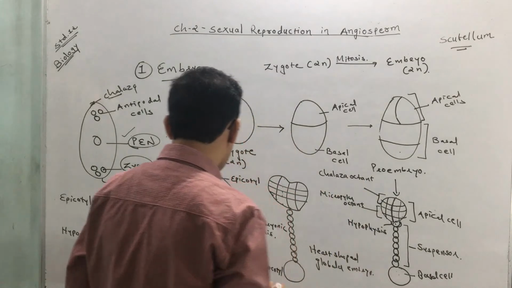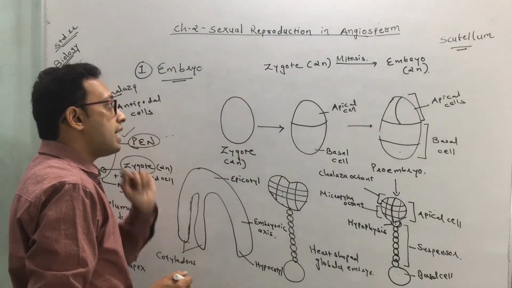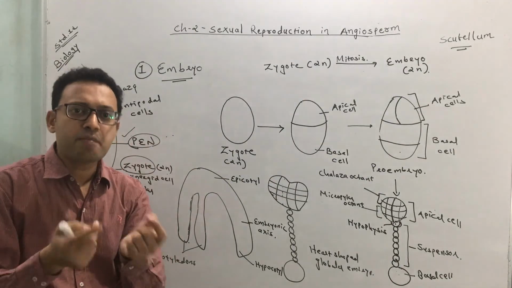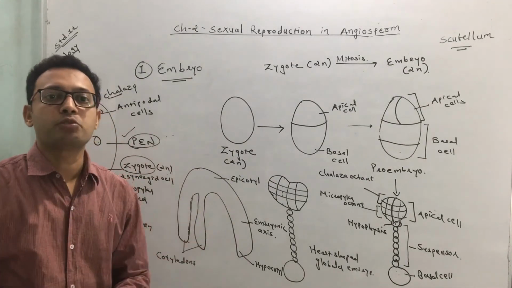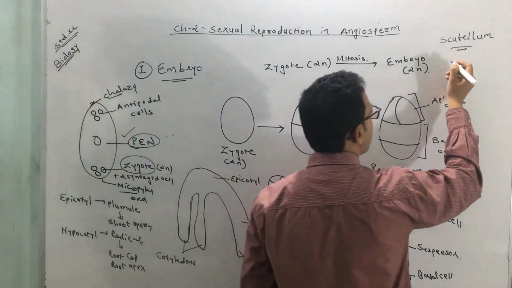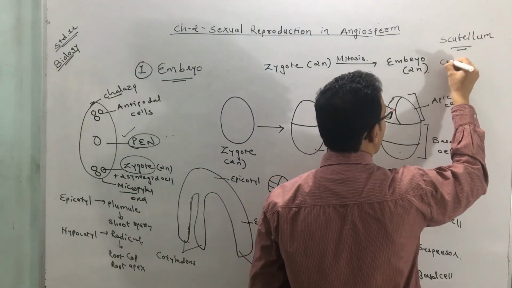But what is the difference? This epicotyl, or you can say the plumule, is surrounded by a covering. That covering is not present in a dicot seed. The covering of the plumule in a monocot is called the coleoptile.